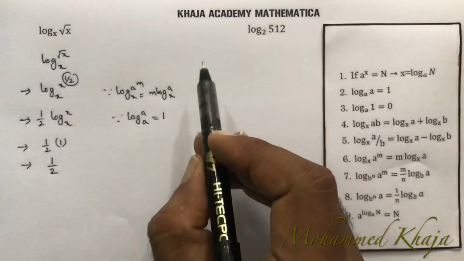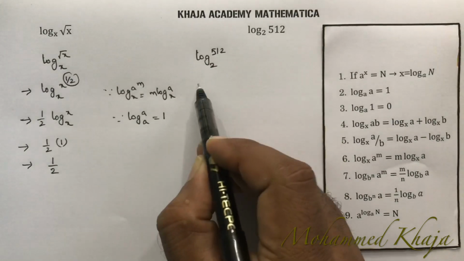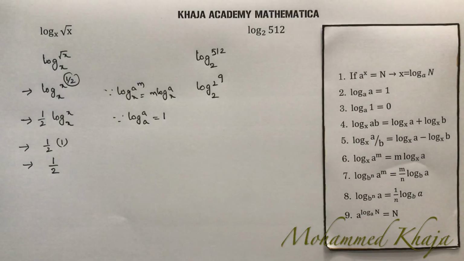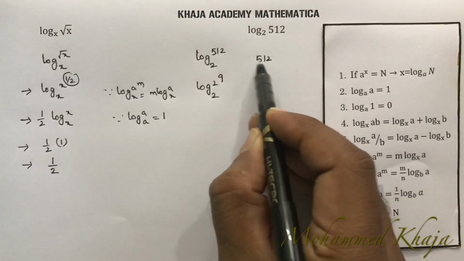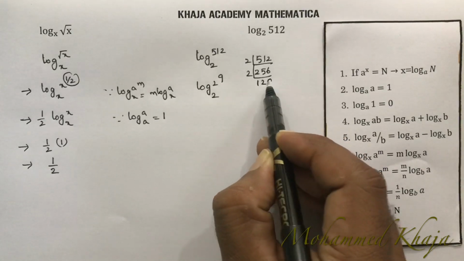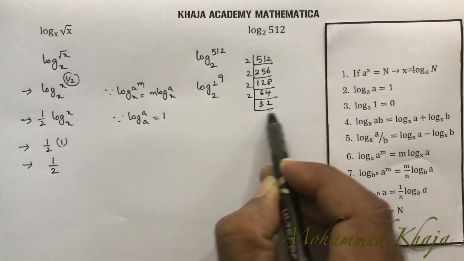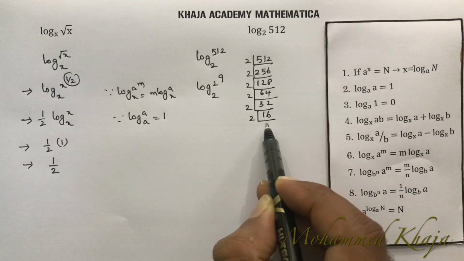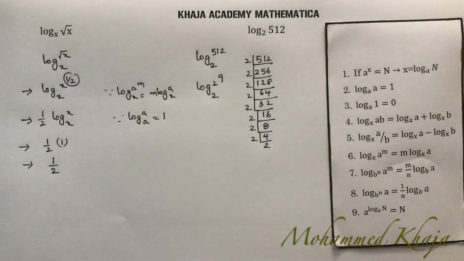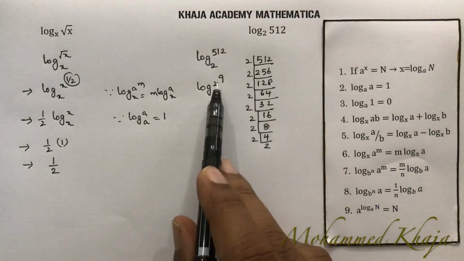Now the next question: log 512 to the base 2. Log 512 you can write as 2 power 9 to the base 2. If I do the prime factorization of 512, it is 2 times 256, 2 times 128, 2 times 64, 2 times 32, 2 times 16, 2 times 8, 2 times 4, 2 times 2. So in this way it is 2 power 9.